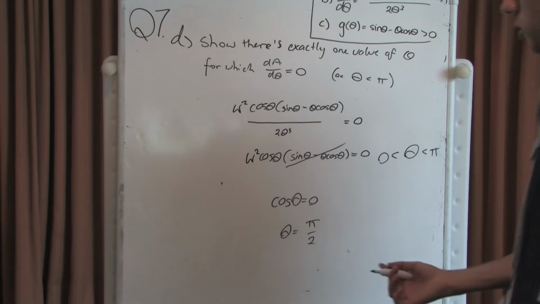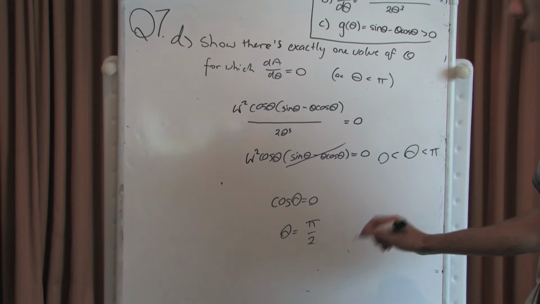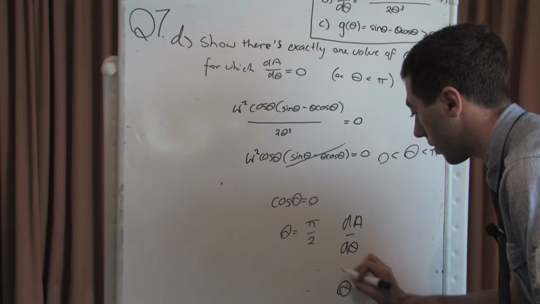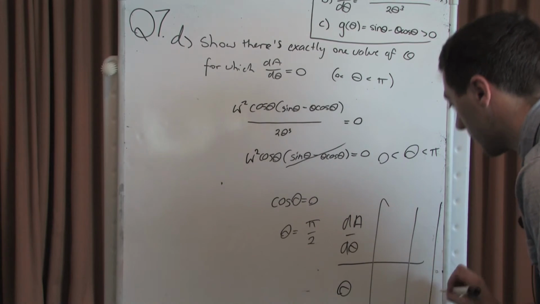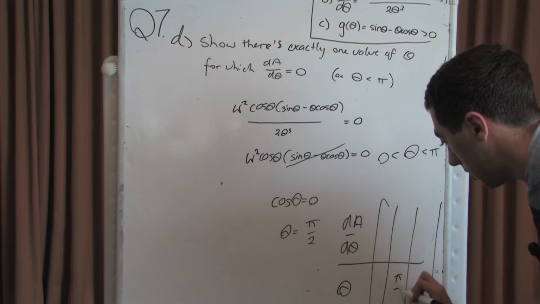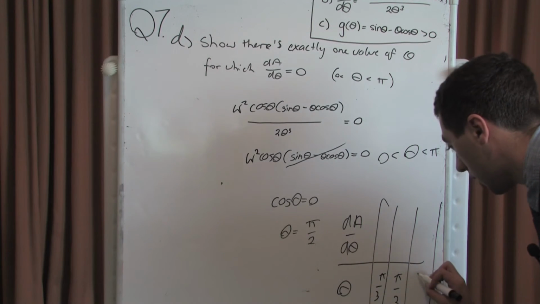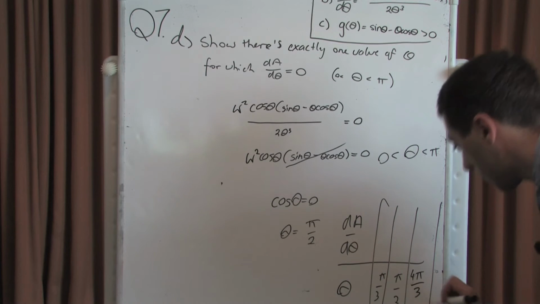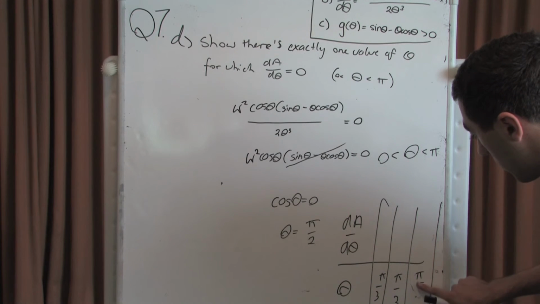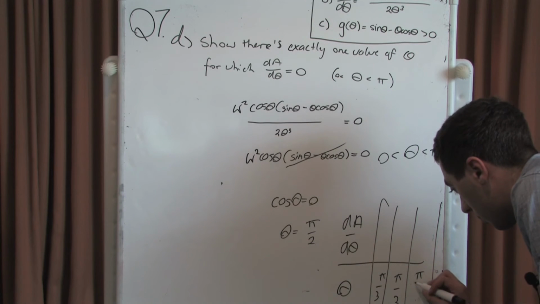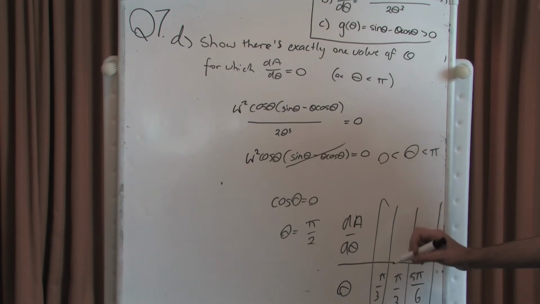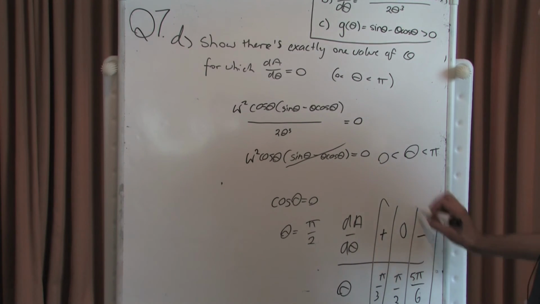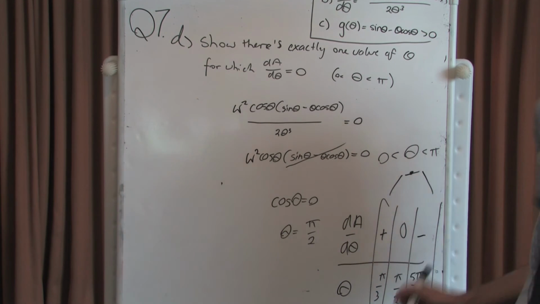And if you want, you can prove that this is in fact a minimum, or a maximum, I think it is, by testing dA over d theta around our value for theta. You can draw up your little table and have pi on 2 here, maybe pi on 3, and maybe 5 pi on 6. And then what you would realize is that you would get a positive value, then a negative value, so that you have, in fact, a maximum point.